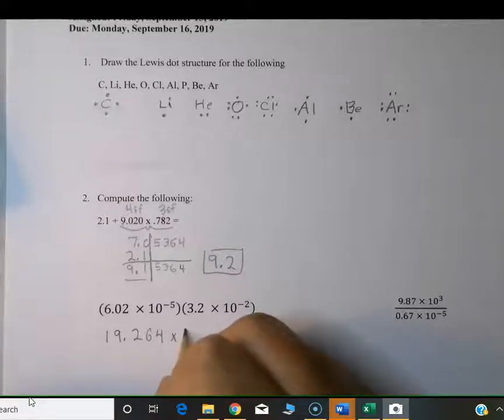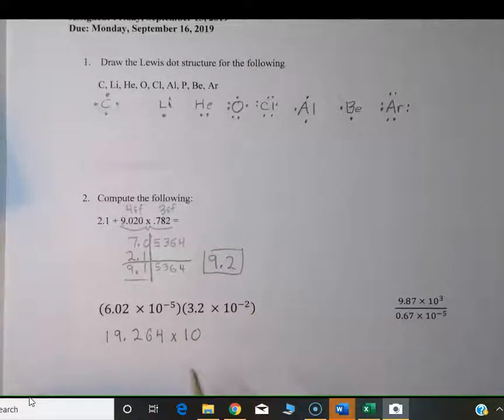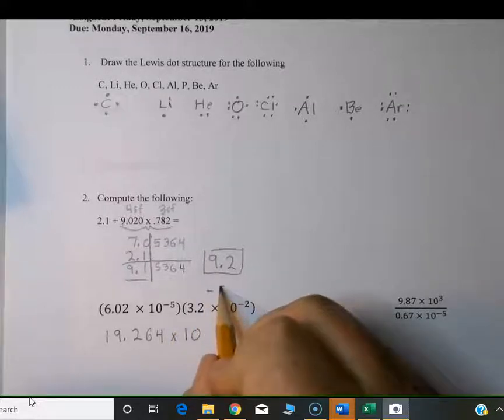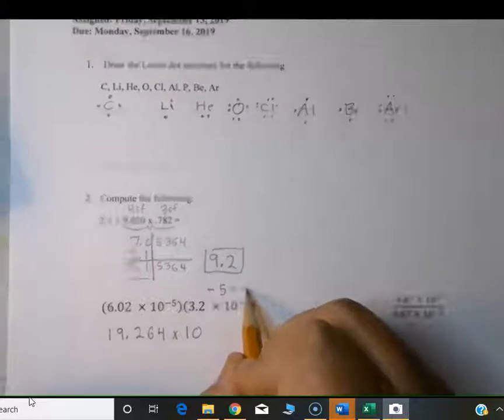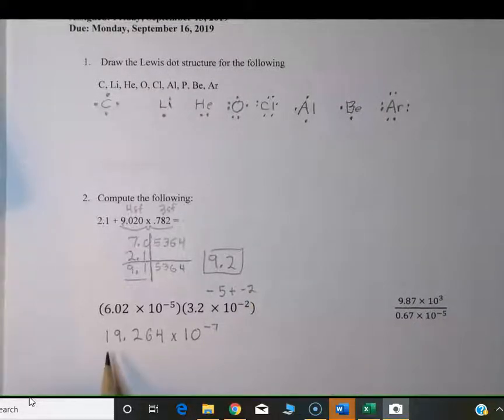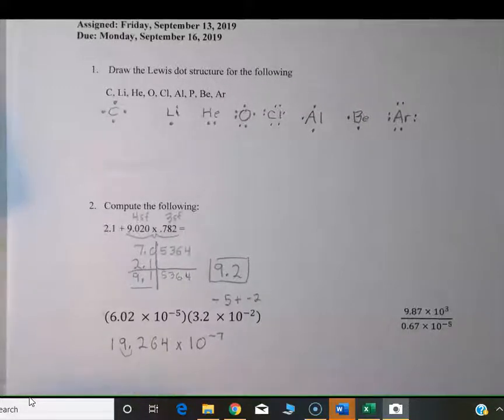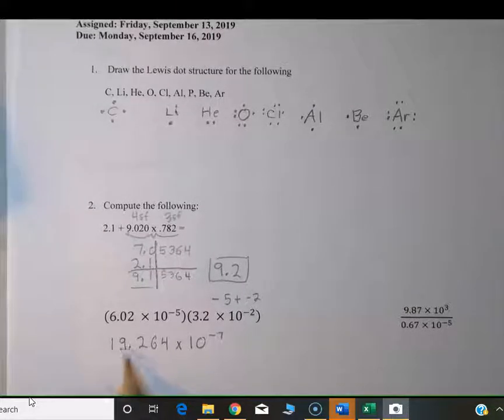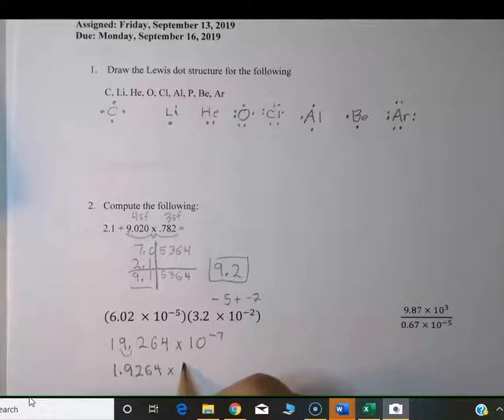times 10. And it's -5 plus -2 gives us -7. Okay, now this is not a number between 1 and 10, so we need to move this over to there. So we make this number smaller, so we got to make this number bigger. Bigger on a negative number is going in the positive direction. So it's going to be 1.9264 times 10 to the -6.